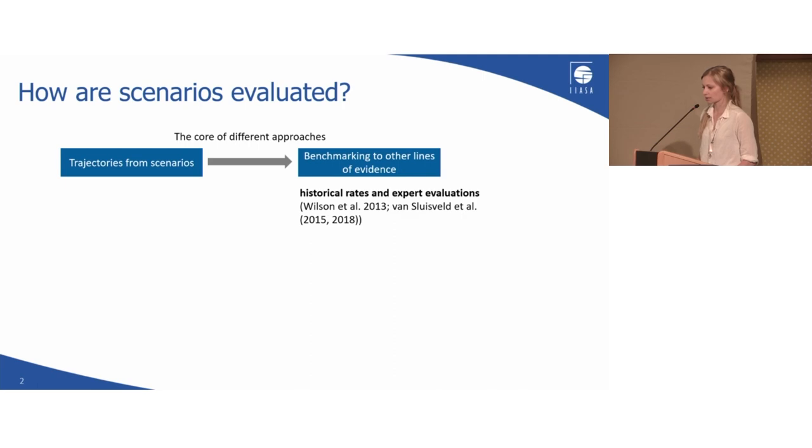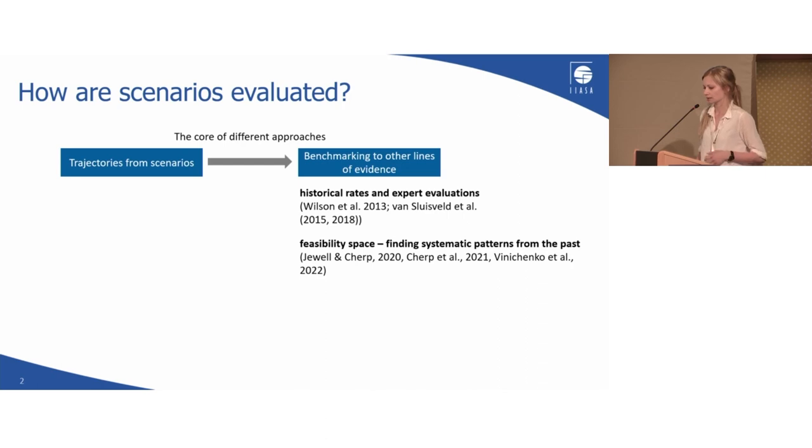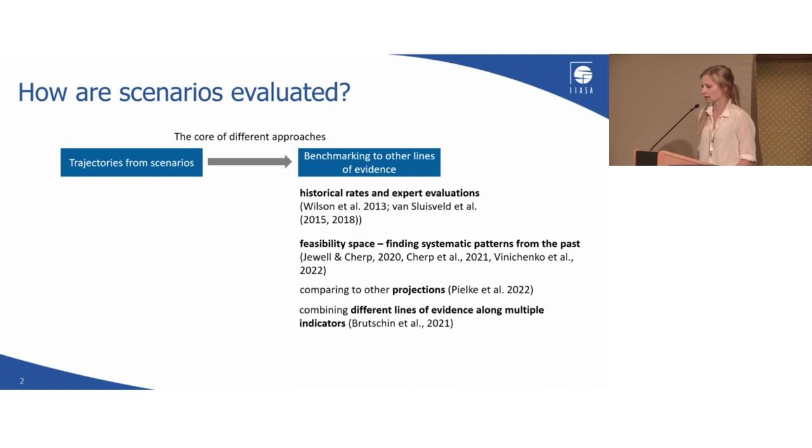So already traditionally, we have quite many scenario evaluations where trajectories from scenarios were compared to historical rates and experts' evaluations. We have heard about also the feasibility space based on work by Jessica Jewell and Alec Cherp and Vadim Vinichenko, where systematic patterns from the past are used and compared to what we find in scenarios. Other scholars have compared scenarios also to projections, for example, from the International Energy Agency, or in our work, we have combined different lines of evidence along multiple indicators.